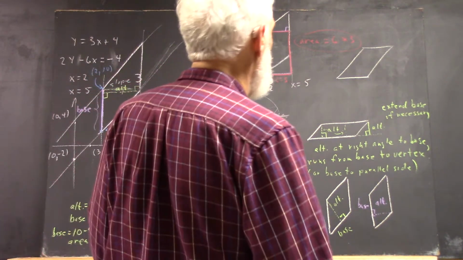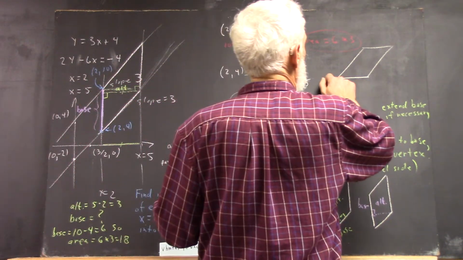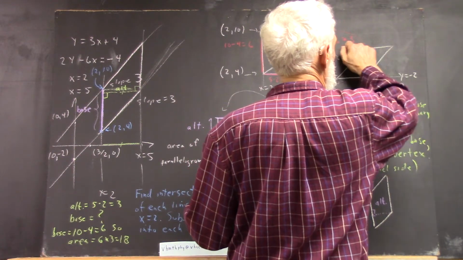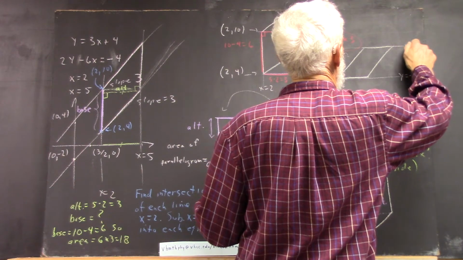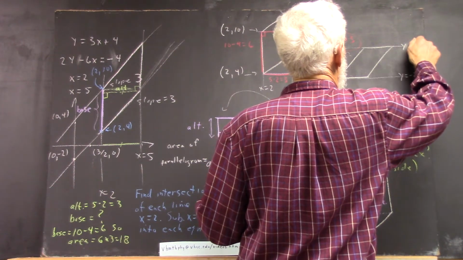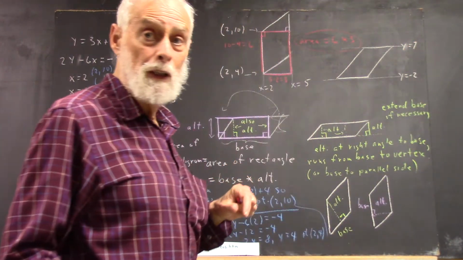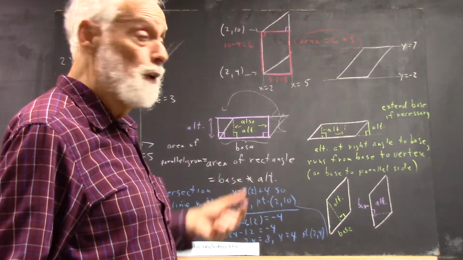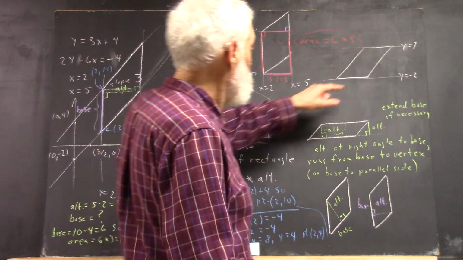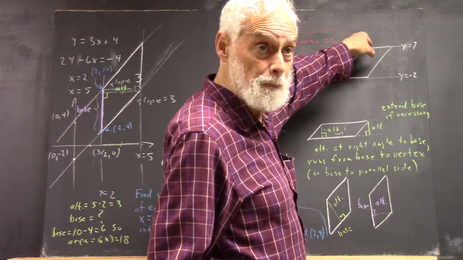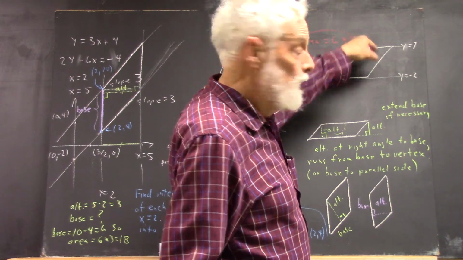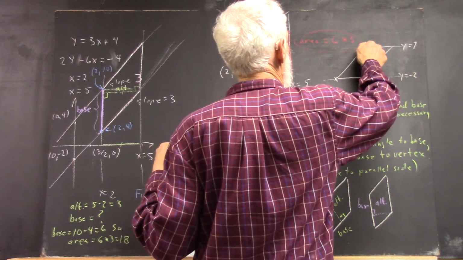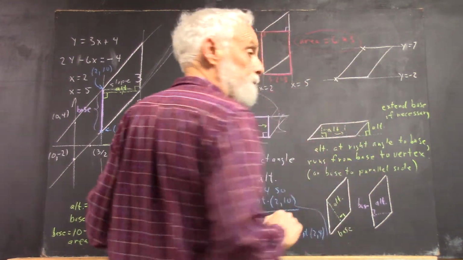Okay, so if I had a situation where the parallel lines were like here, let's say this is y equals -2, and this is y equals 7. Okay? Well then, what do we know? We know the distance between these parallel sides, right? And then we have to find this point and this point, right?